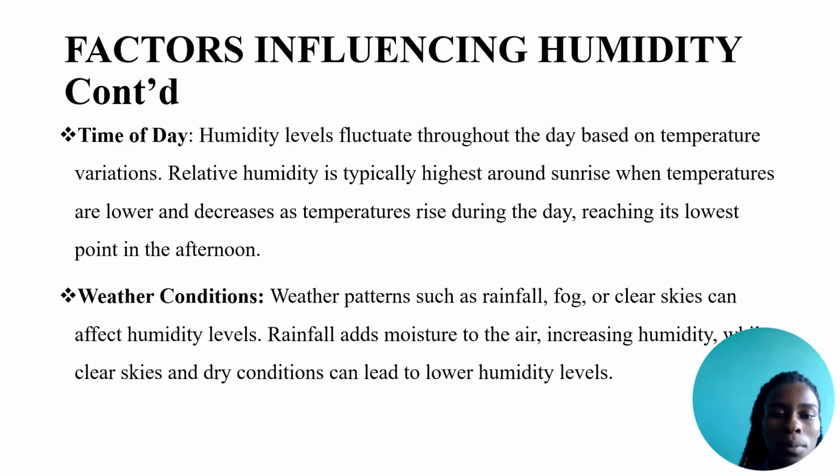The next point is time of the day. Humidity level fluctuates throughout the day based on temperature variation. Relative humidity, as we've seen in the types of humidity, is typically highest around sunrise when temperatures are lower and decreases as temperatures rise during the day, reaching its lowest point in the afternoon.